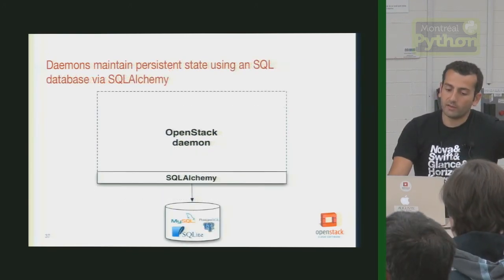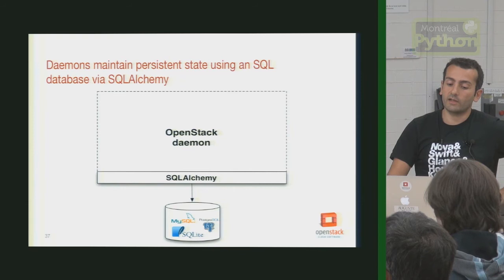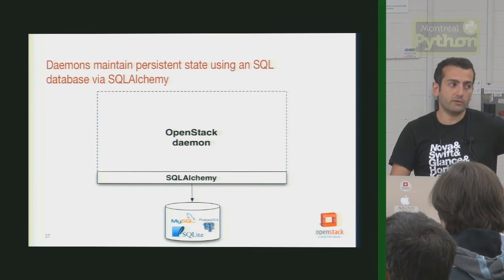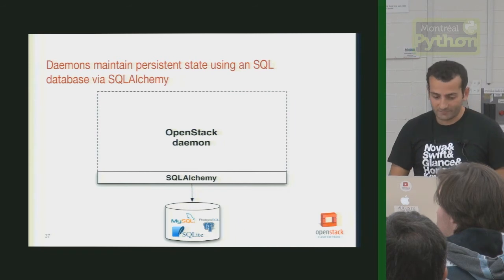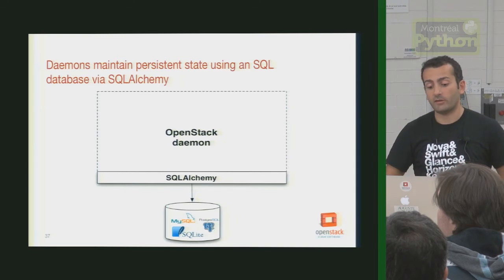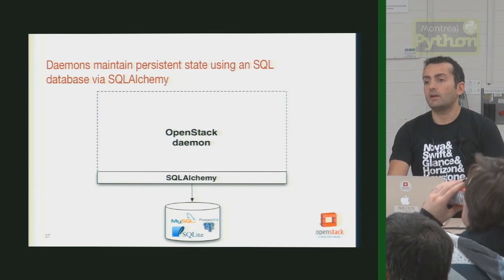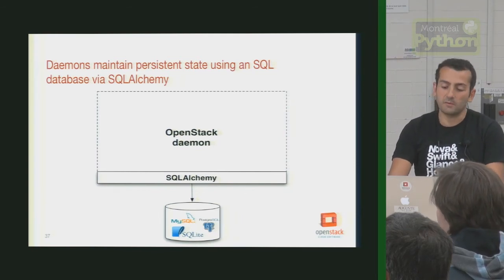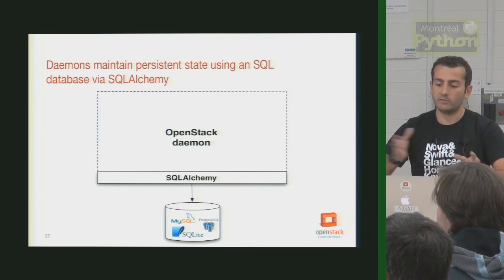The daemons, like I was saying before, maintain a persistent state using an SQL database. And they use SQLAlchemy to do that. I'm sure a lot of you are familiar with SQLAlchemy. It's an abstract ORM, and it's what we use to support different databases in an easy way. Most people for testing will use SQLite. A lot of other people will use MySQL, or you can even do Postgres. But a lot of people use MySQL and Galera for maintaining a distributed MySQL.